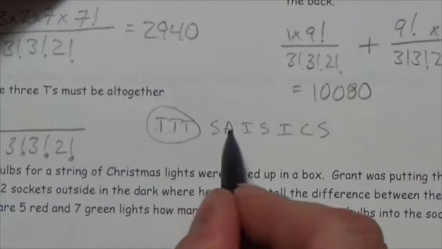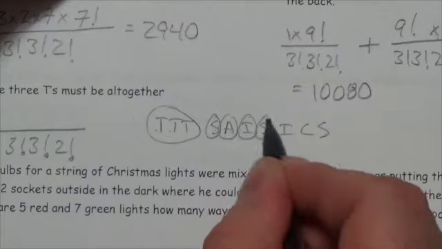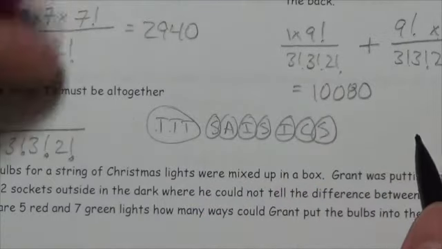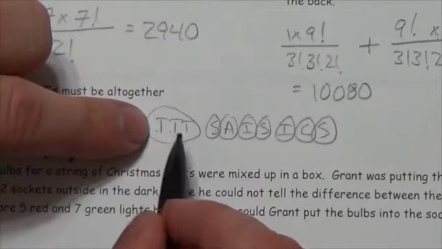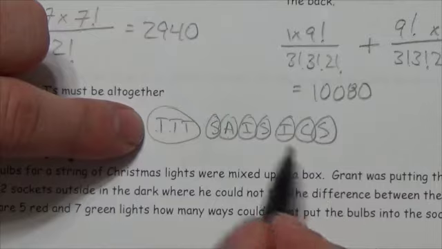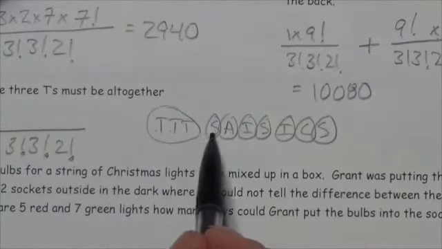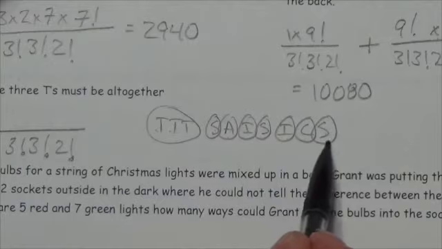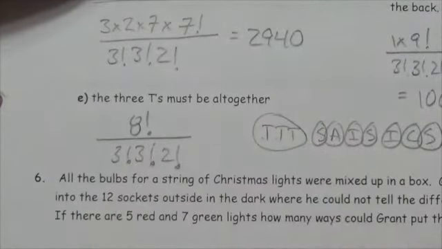1, 2, 3, 4, 5, 6, 7, 8, 9, 10. Now, I'm circling the objects that I'm going to permute. The 3 T's are together, so that's one object I'm going to permute with this letter, this letter, this letter, this letter, this letter, this letter, this letter. These are all kind of little groups of one letter each. Now that's 1, 2, 3, 4, 5, 6, 7, 8 objects that I'm going to permute.